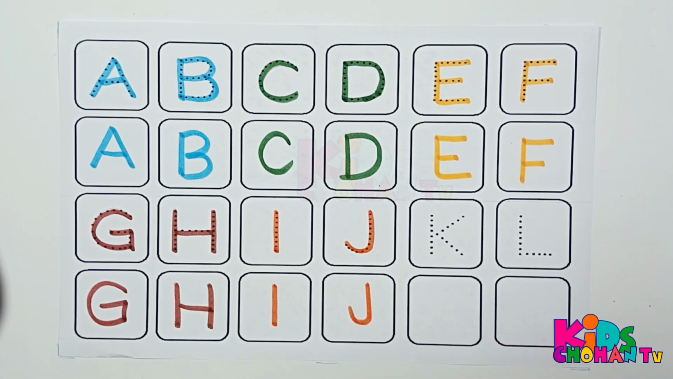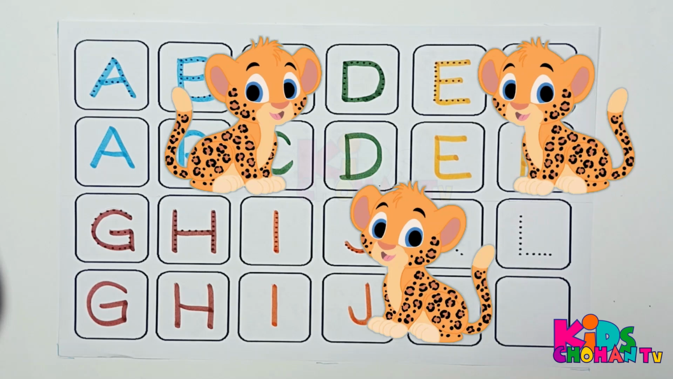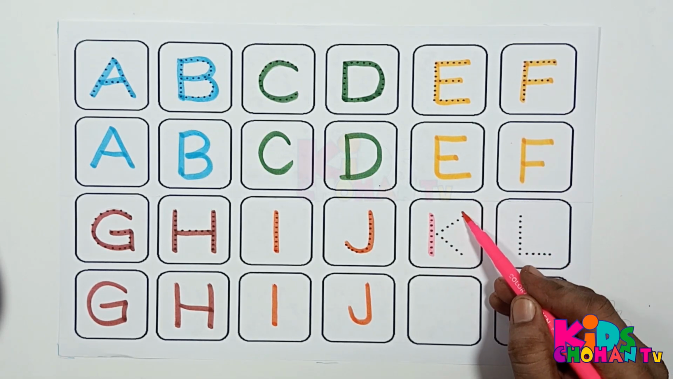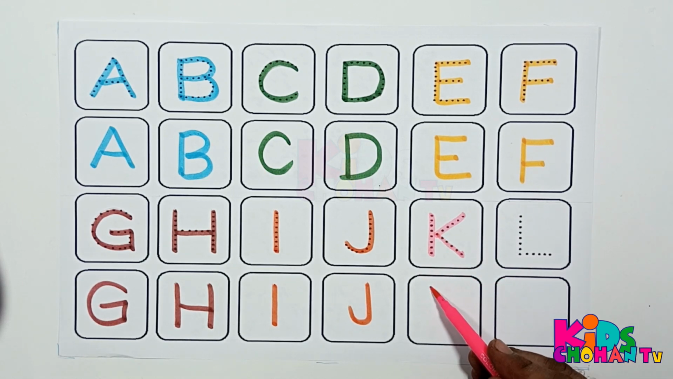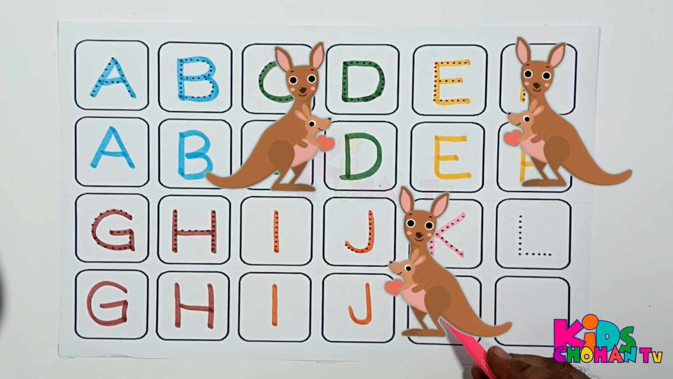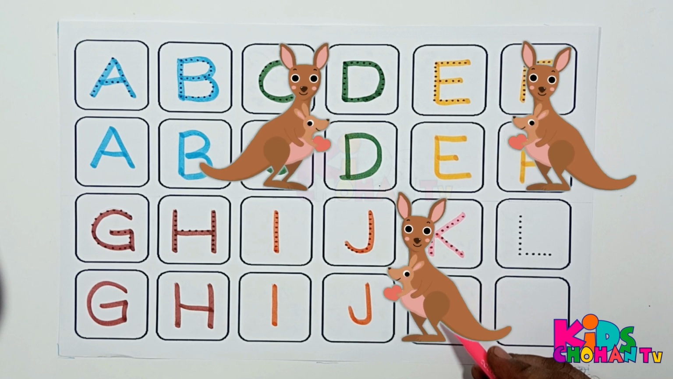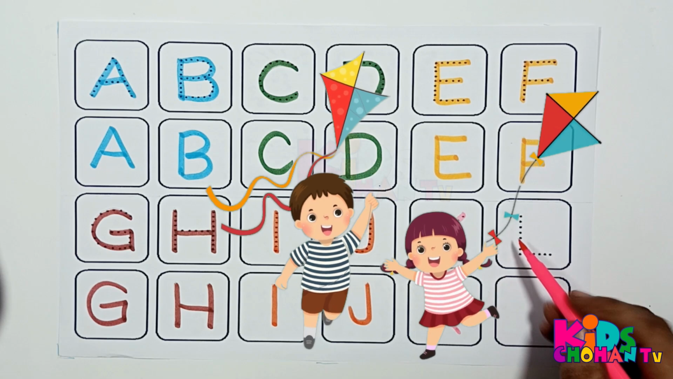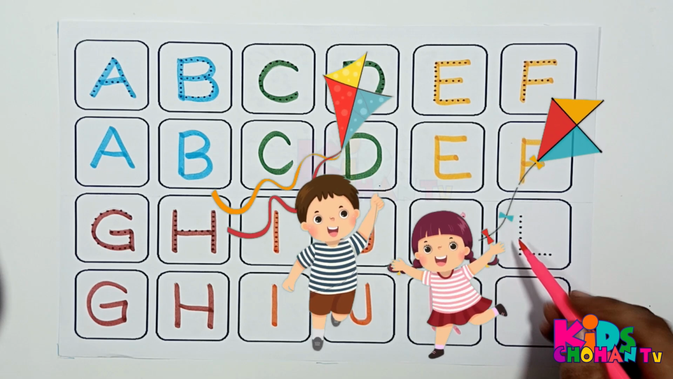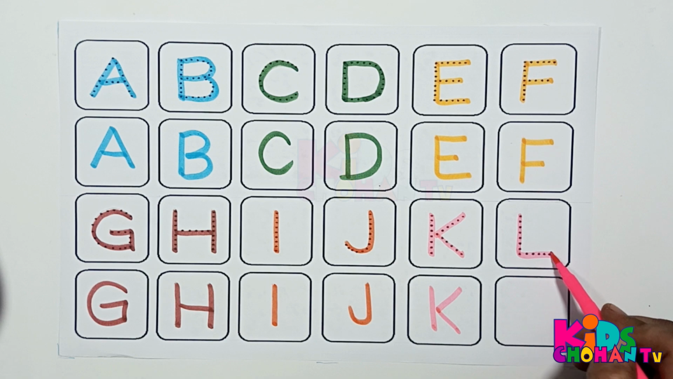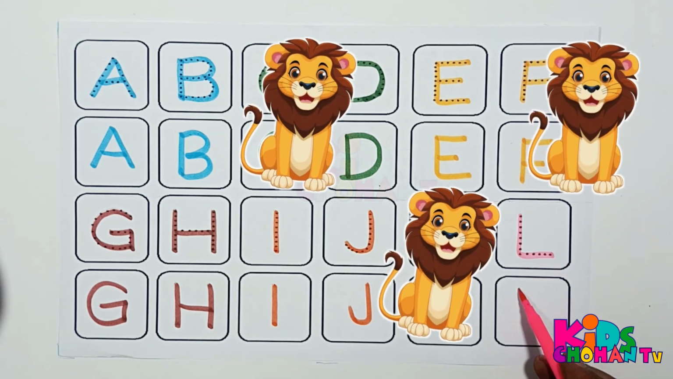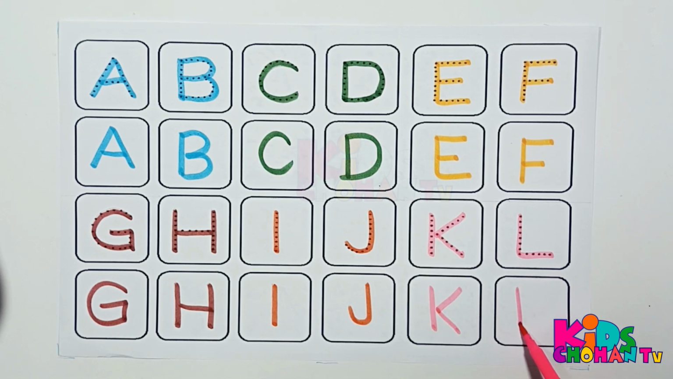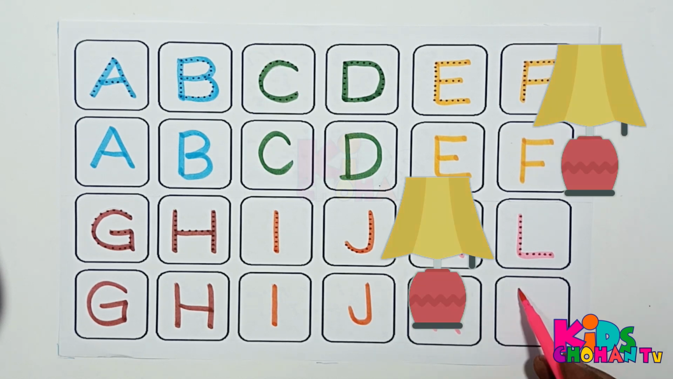J for jaguar. K for kangaroo. K for kite. L for lion. L for lamp.